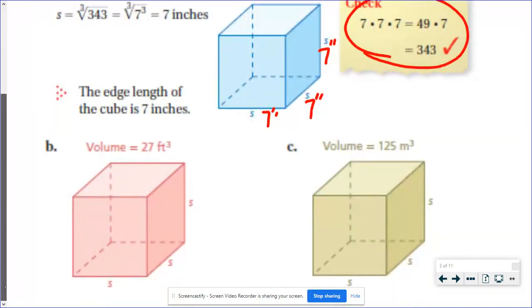For B, the cube root of 27 would be 3. So this would be a 3 feet by 3 feet by 3 feet, because 3 times 3 times 3 is 27. And if the volume of this cube is 125, the cube root of that is 5. So that means this would be a 5 meter by 5 meter by 5 meter cube.